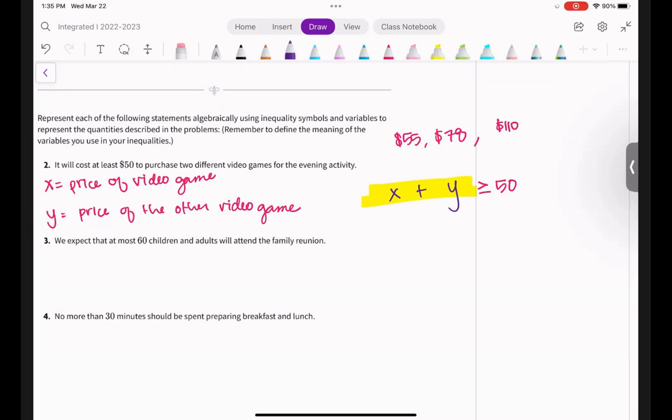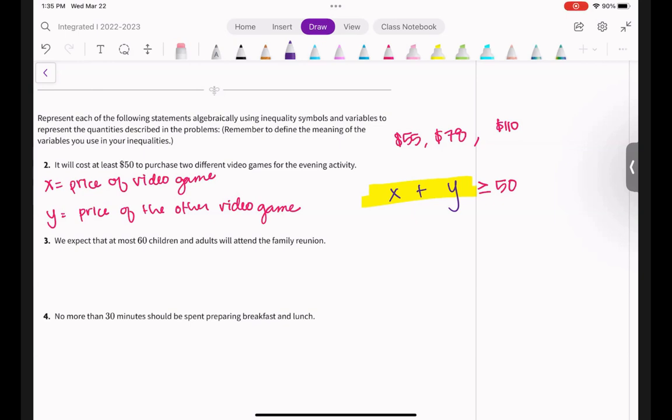So now you're going to do the second one. It says, we expect at most 60 children and adults will attend the family reunion. So we expect at most 60 children and adults will attend the family reunion.